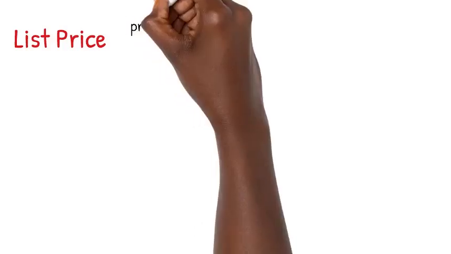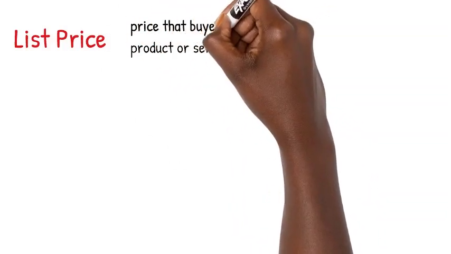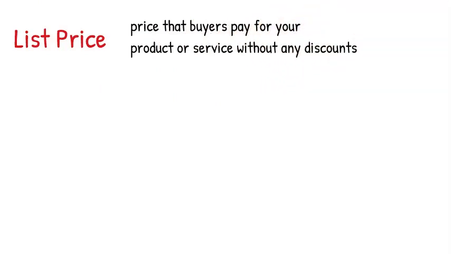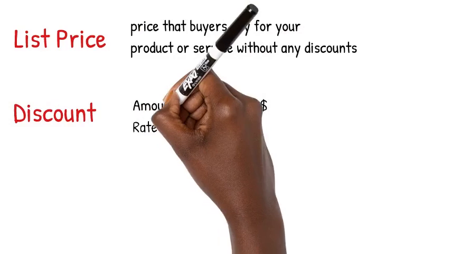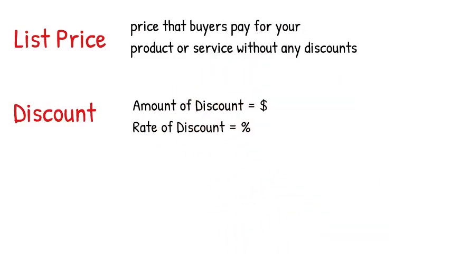In the previous question, I referred to the list price. The list price is the price that buyers pay for your product or service without any discounts. This may also be referred to as the marked price, as it is the price you expect to see marked on the tag or label of a product. You may be asked to calculate discounts based off the list price. If you're asked for the amount of discount, they are talking dollar value. If you are asked for the discount rate, then we're looking at percentages.